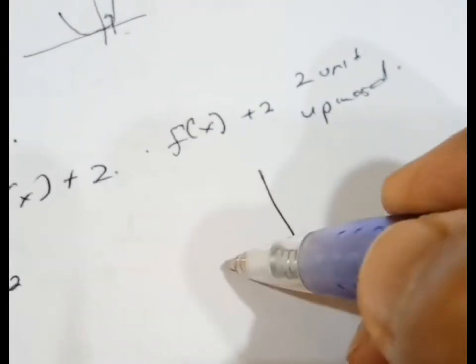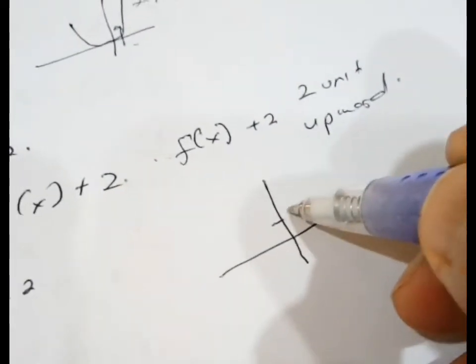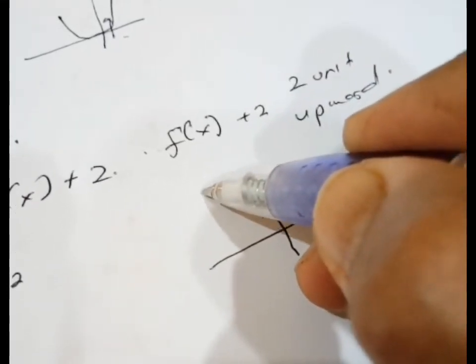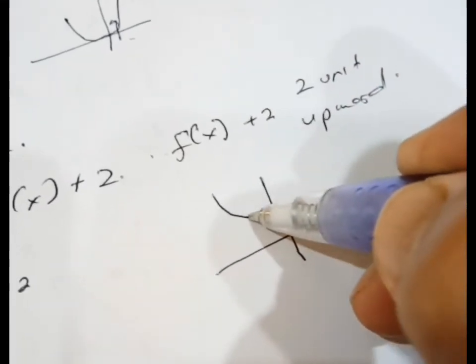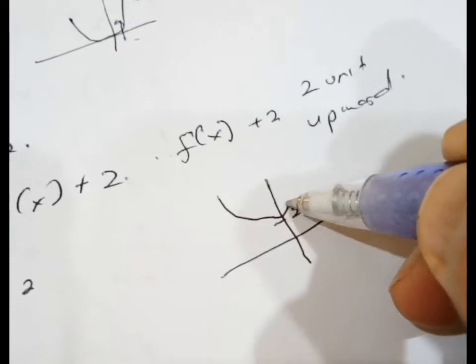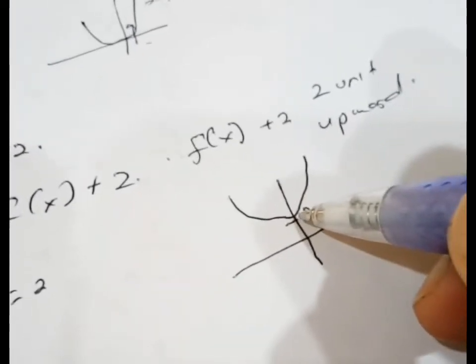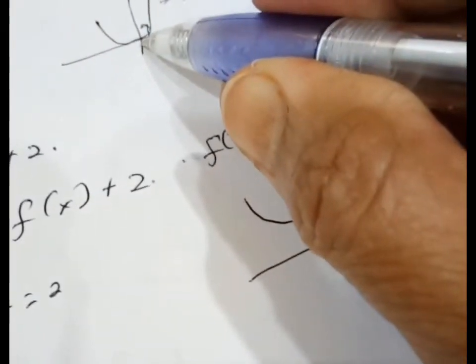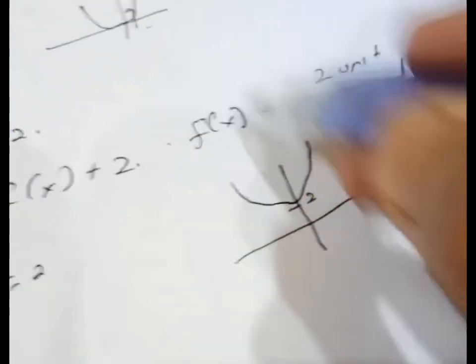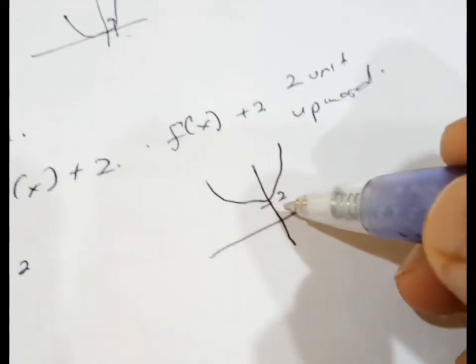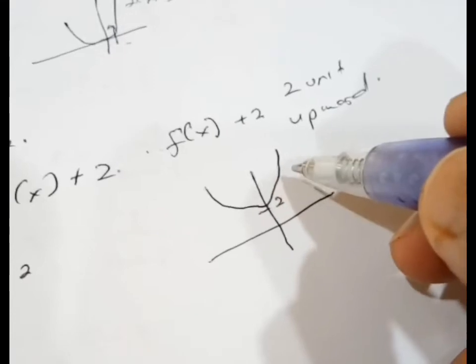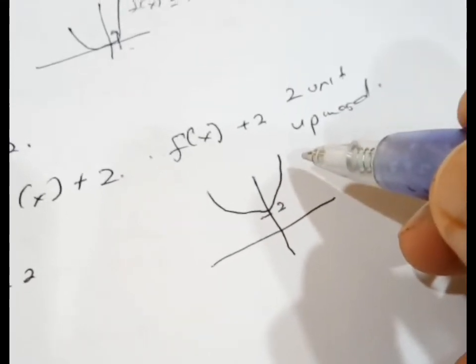So the graph will be, this is 2 units upward. We have the same shape, x squared, but y is shifted 2 units upward like this. Okay, the vertex is at 0, 0. Now it is shifted to 0, 2. So 2 units shifted upward.